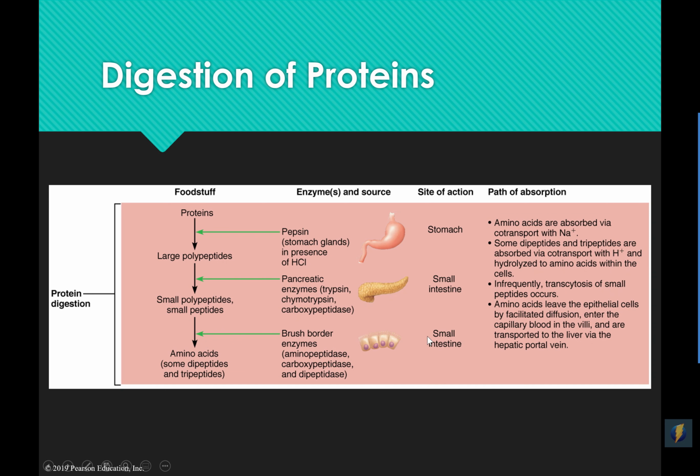Protein digestion starts in the stomach with the pepsin, requiring, of course, the presence of hydrochloric acid. The hydrochloric acid is going to unfold the proteins, denature them, allow the pepsin to take those polypeptides and break them into slightly smaller chains. And then we're going to use some pancreatic enzymes like trypsin and chymotrypsin from the pancreas to break down those smaller chains into even smaller pieces in the small intestine. And then ultimately the brush border enzymes are going to get us to our single units.